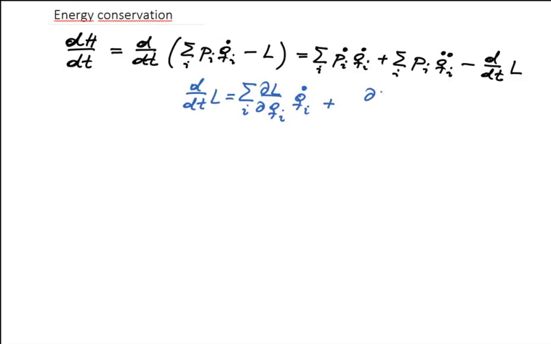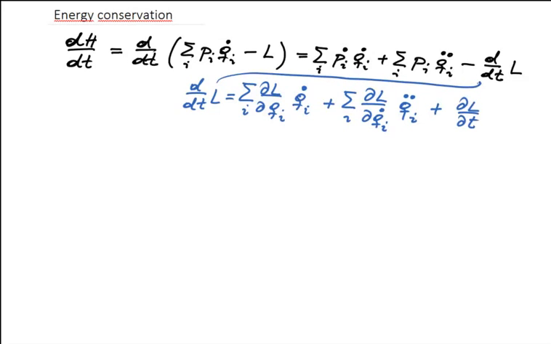Then there's a contribution with partial derivatives with respect to the generalized velocities, multiplied with the time derivative of these velocities, i.e. q_i double dot. And finally, there can be a contribution if the Lagrange function is explicitly time dependent of the form partial derivative of L with respect to time.